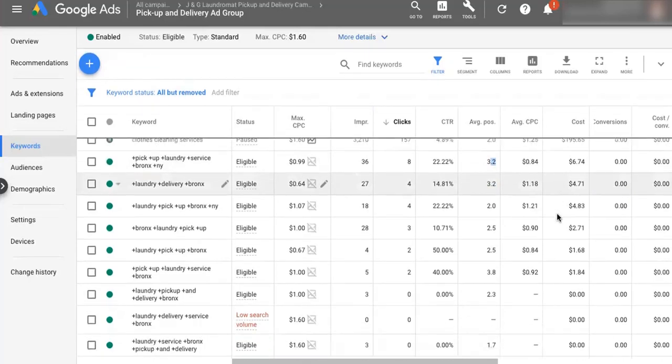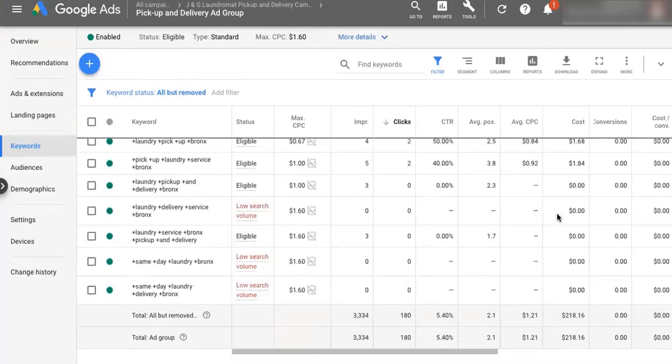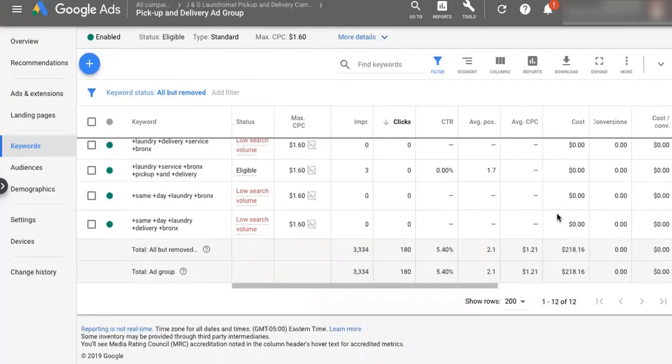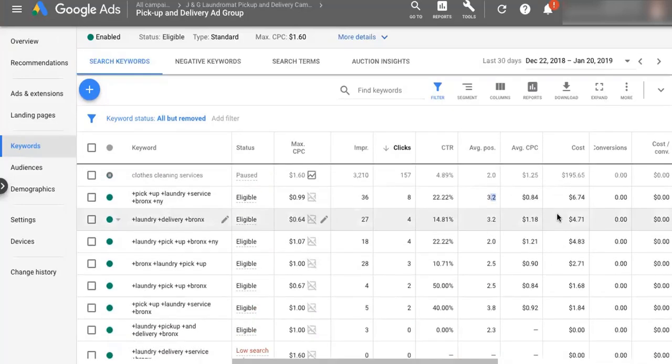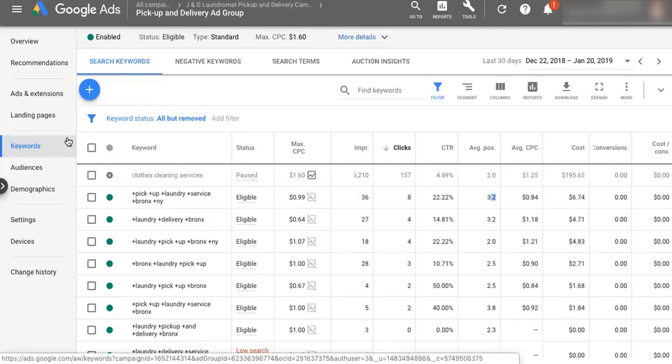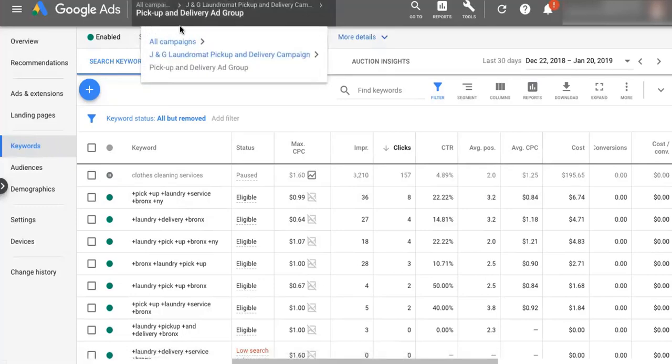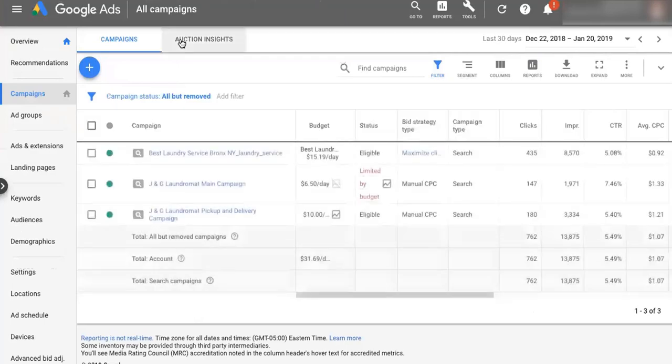All right, and hold on, there's loads of stuff we didn't look at, like the campaign settings and bits and bobs, but this is the most important part. The way you win at Google AdWords is by being more granular and longer tail than everyone else. If they're all showing an ad that's like laundry, New York, nobody's going to click it. If they're looking for pick up laundry service, Bronx, New York, and your ad says that, then you're in business.